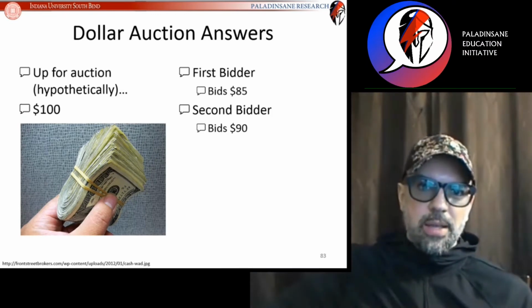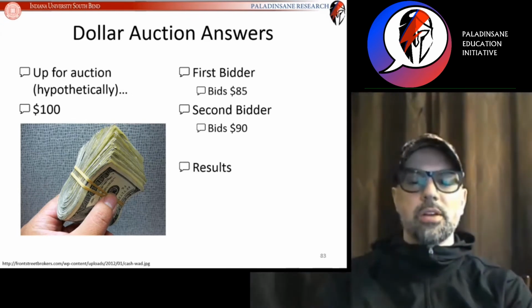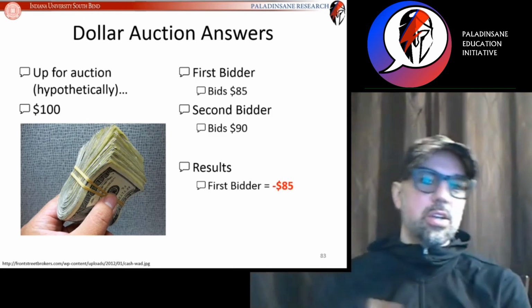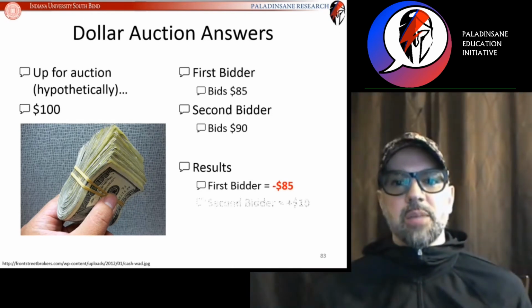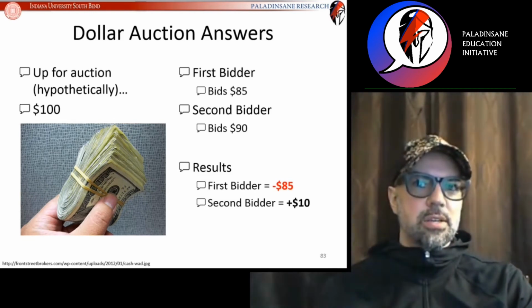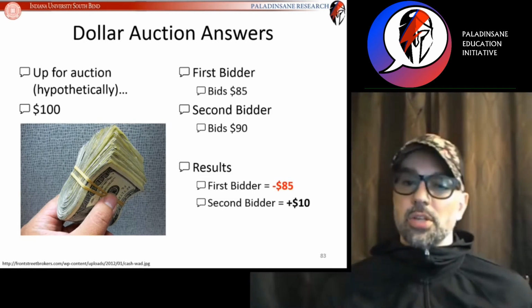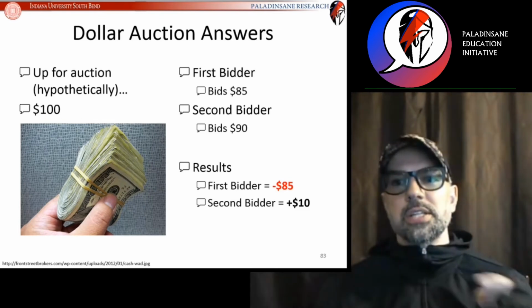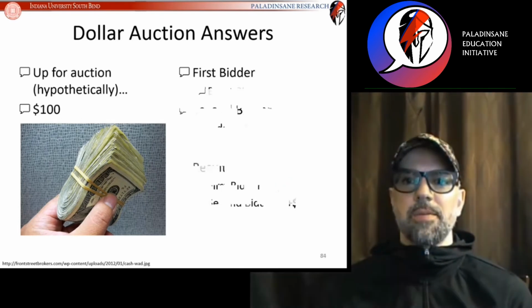If the auction ended right there, what's going to happen? Well, your first bidder is going to be out a whopping $85, right? They're going to lose $85. Your second bidder now is going to make $10. So they're going to pay $90 to get $100. So it's still a good outcome for the second bidder. But notice that the first bidder is losing $85.